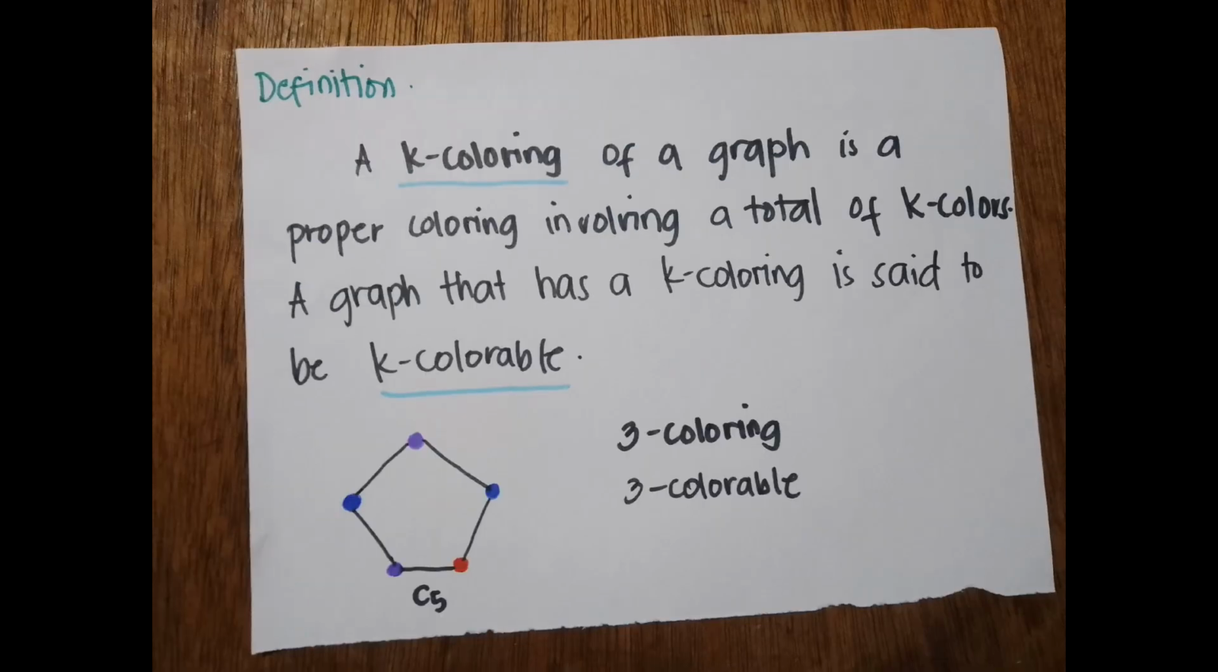A k-coloring of a graph is a proper coloring involving a total of k colors. A graph that has a k-coloring is said to be k-colorable. For example, in this graph, as you can see, it is a cycle 5, so it has 5 vertices and uses 3 different colors. So it is called 3-coloring and 3-colorable.